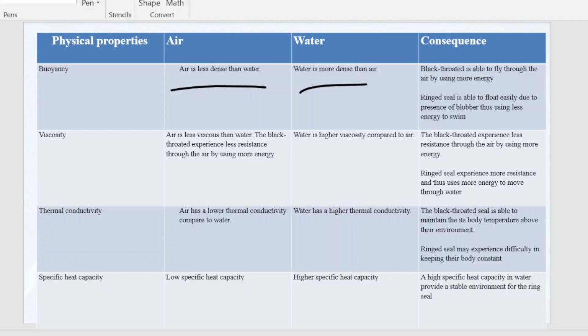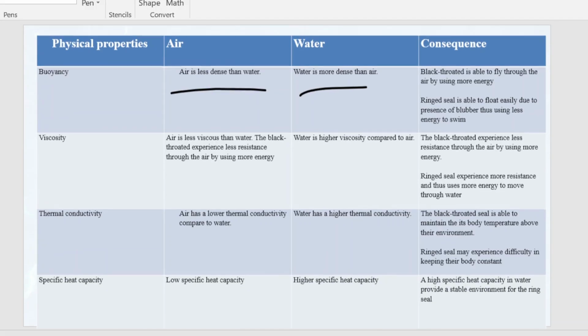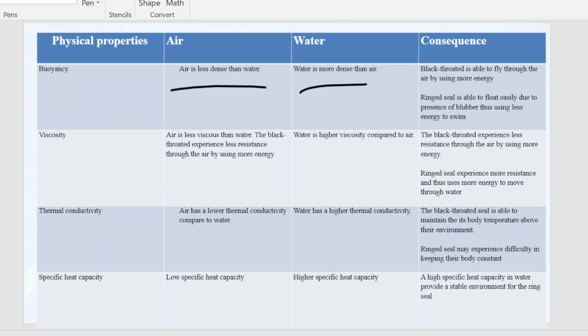The ring seal is able to float due to the presence of blubber. They are able to float due to the presence of blubber. This helps them to be buoyant in water and not sink. So they have blubber that helps them to float in water. Then for viscosity, air is less viscous than water, and water has a higher viscosity compared to air. So what is the consequence for these two organisms?